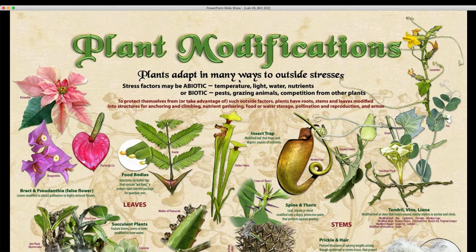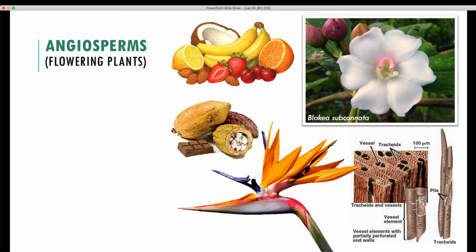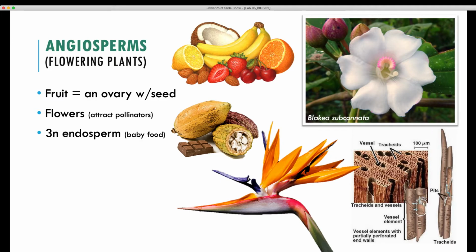So now we're going to talk about angiosperms, the more advanced seed-bearing group. Angiosperms are awesome. They produce flowers, which some look very complex, like the Blakea subconnata or the bird of paradise here. And they also make fruit, right? So these are cacao pods, which I studied for a while. We have fruit, which is a mature ovary with a seed inside. Flowers, whose purpose is to attract pollinators. We have a triploid endosperm. So that's pretty much baby food for the young seed, the embryo inside of that seed.